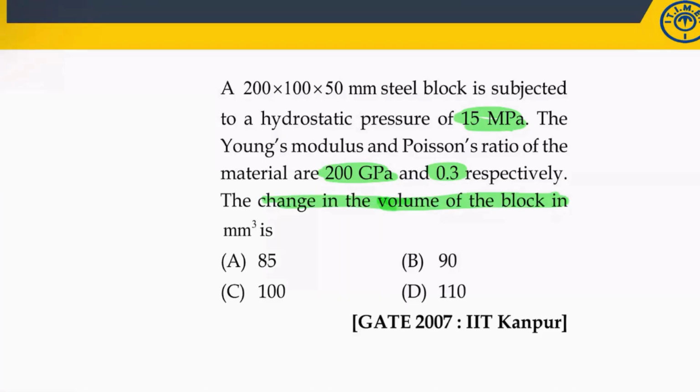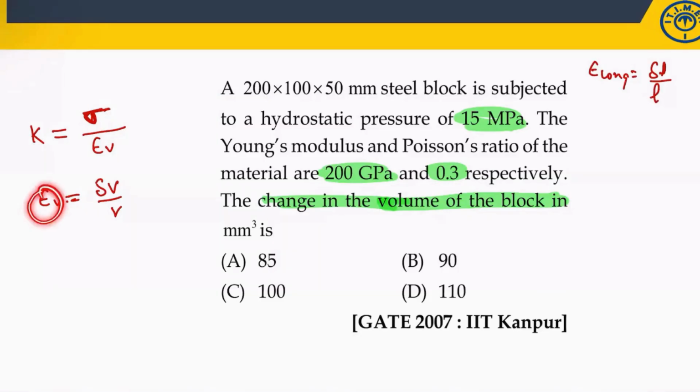How will you do it? You already know the expression for the bulk modulus: the hydrostatic stress divided by the volumetric strain. What is volumetric strain? Volumetric strain is the change in volume to the original volume. Because strain means change in, let us suppose, longitudinal strain. Longitudinal strain means change in length by original length. Similarly, volumetric strain means total change in volume divided by original volume.